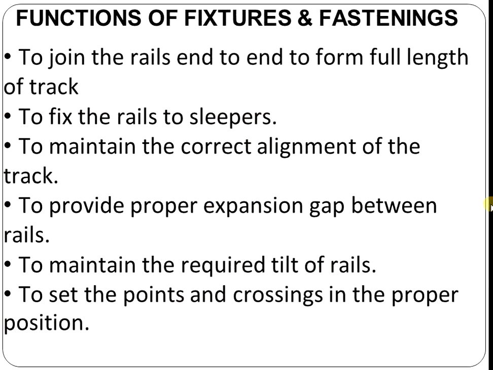Next point, the functions or application of the fixtures and fastening. The first function is to join the rails end to end to form the full length of the track. Next, to fix the rails on sleepers. Next, to maintain correct alignment of the track. This is the most important work at the time of fixing the fixtures and fastening.